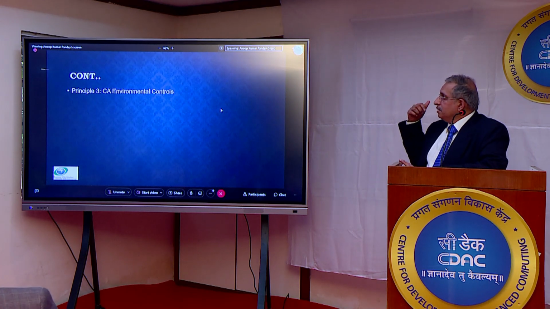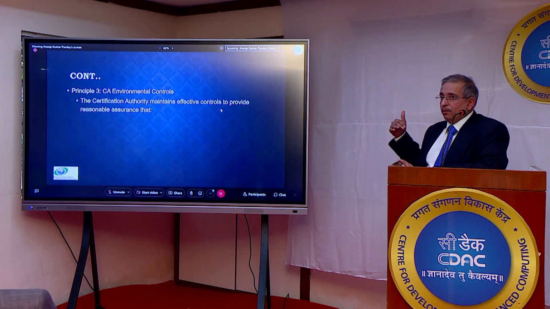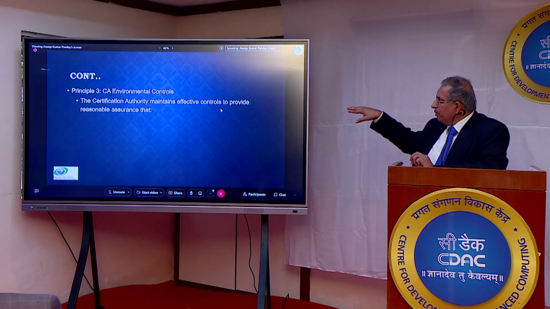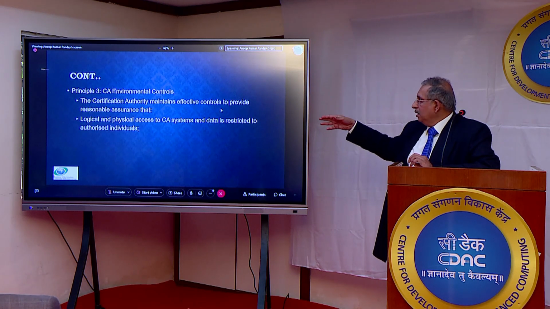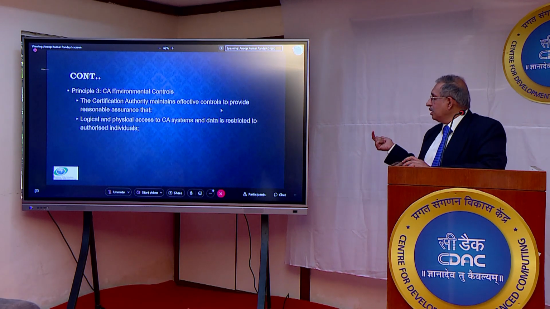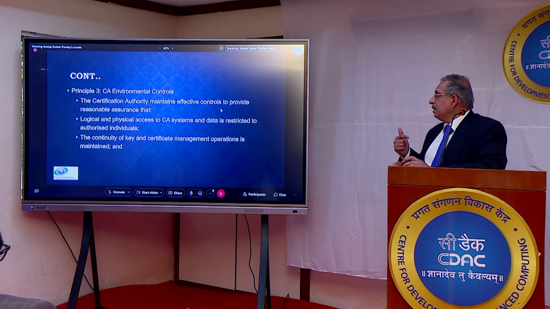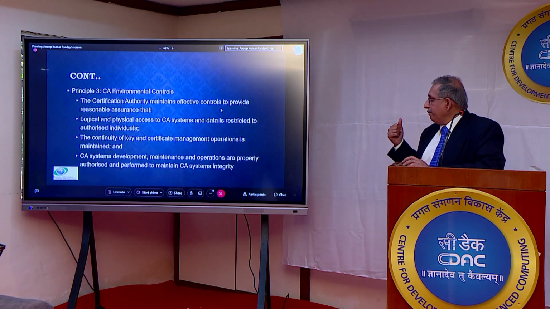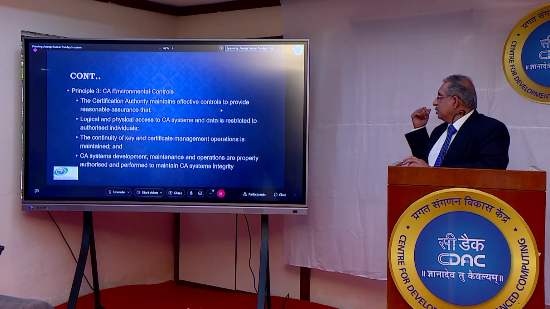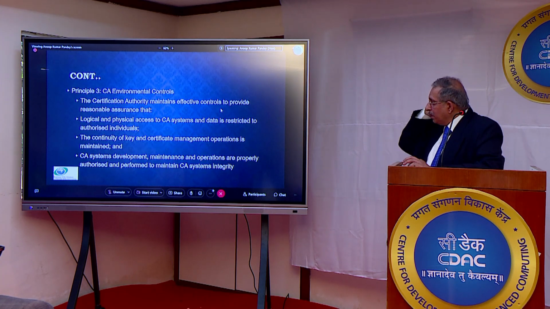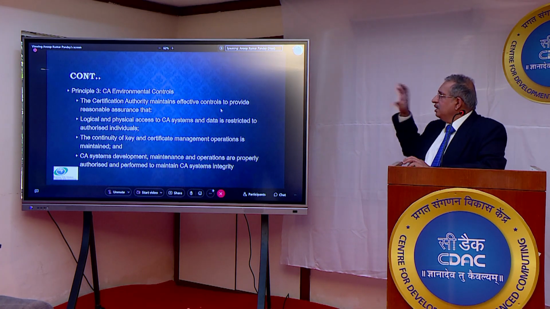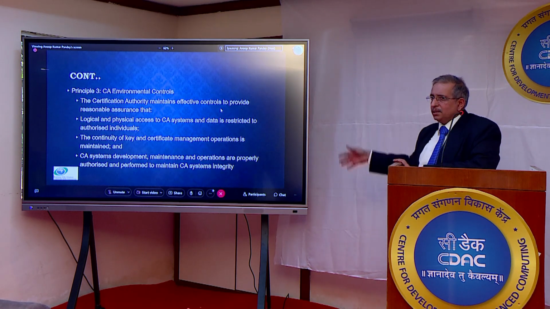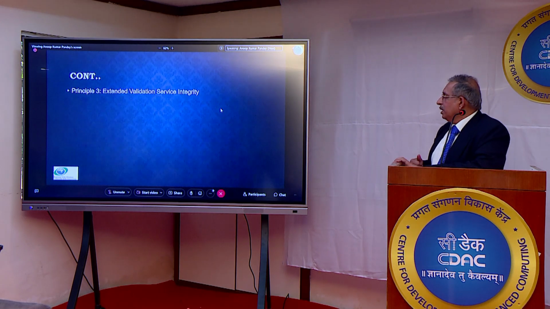and cross certificates, how do you provide them? The third principle is about the environmental control, which most of them we have already covered. The certification authority maintains effective control to provide reasonable assurance for that. Logical and physical access, which we have covered. Continuity of key and certificate management and how it is managed and maintained. Development, maintenance and operation of properly authorized, maintained CA systems and their integrity. These are the three principles. When you look at this, that is broadly how they have categorized it, but they have given some checklists in that. Go to the next one.